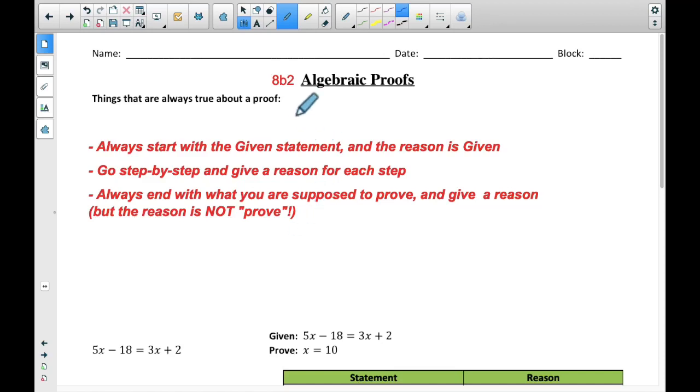Hi, this lesson today is going to talk about lesson 8b2, which is on algebraic proofs. So a couple things about proofs. As we get started, when we do proofs, we always start with a given statement, and the reason is given.